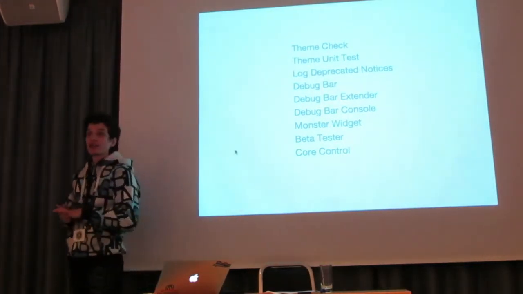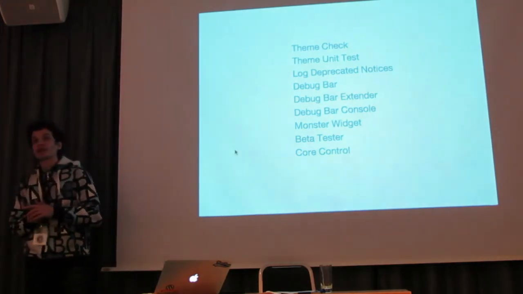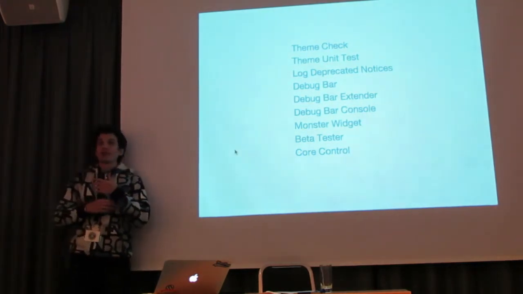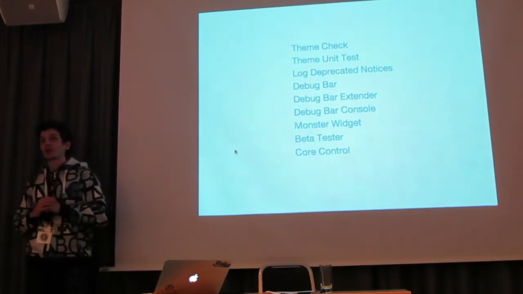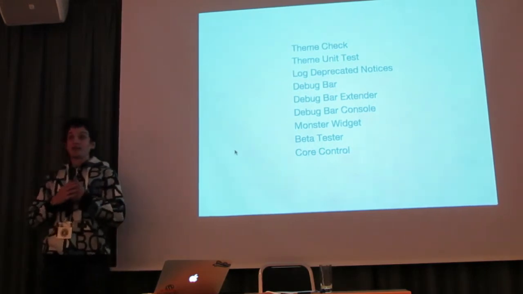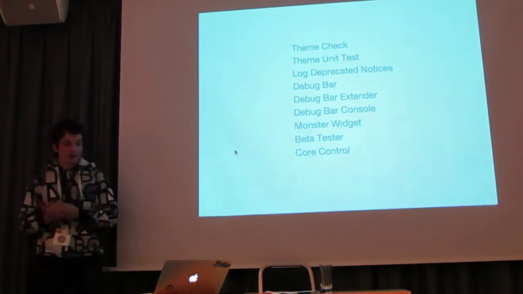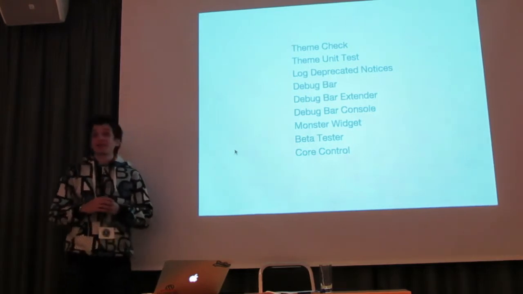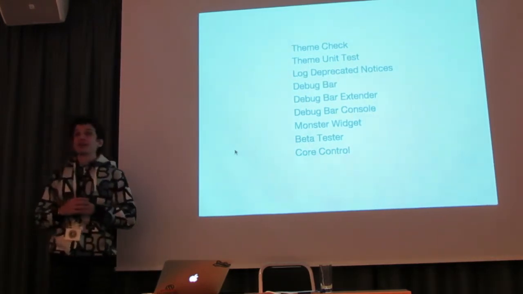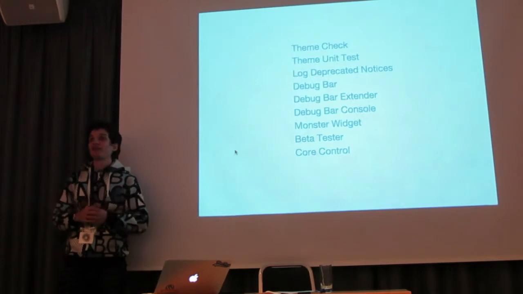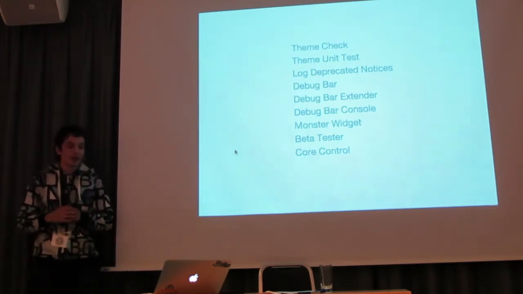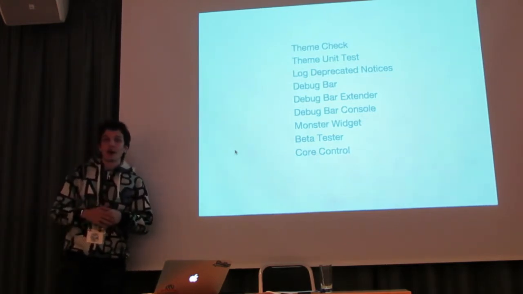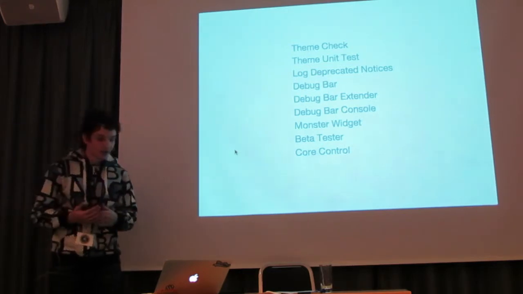Next up is the Monster Widget. This is a single widget which you can drop in any of your sidebars that will print all the existing WordPress core widgets. So this is like a theme unit test only for your sidebars. And Beta Tester plugin. This is a plugin that lets you run the latest development version of WordPress and make sure that the themes that you are building are compatible with the next WordPress release.